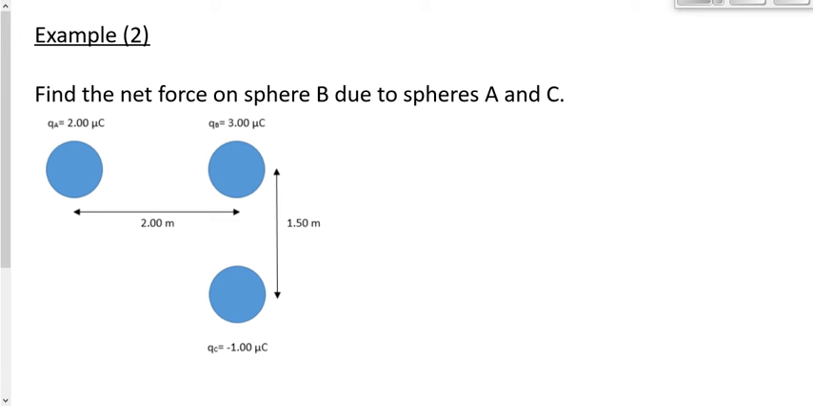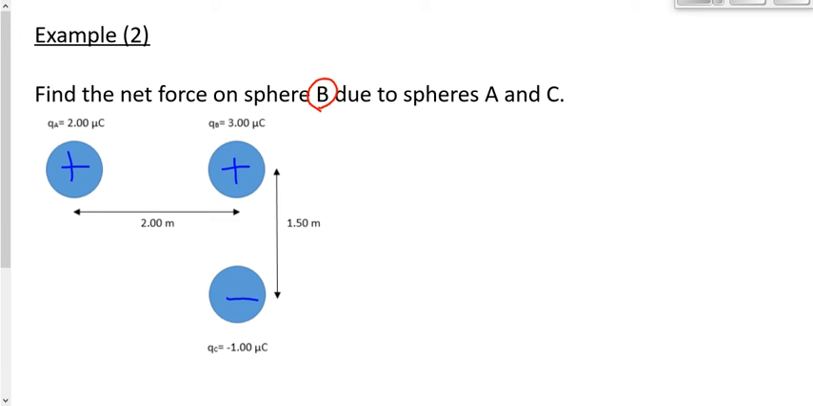So what do we do first? Yeah, go ahead, Joshua. Find the x and the y. Even before that, even before we deal with x and y. Chase? Free body diagram. Draw a free body diagram. Okay, we know that A is a positive value, B is a positive value, and C is a negative value. Draw a free body diagram for sphere B, the middle one.